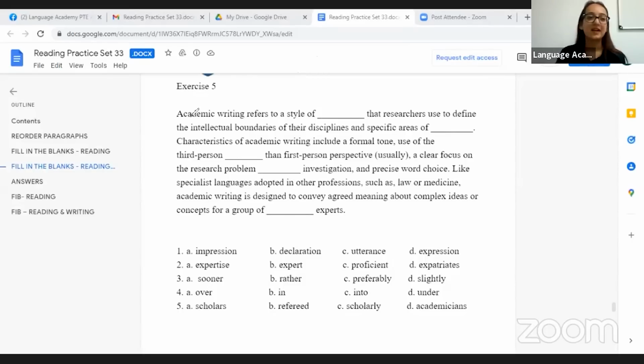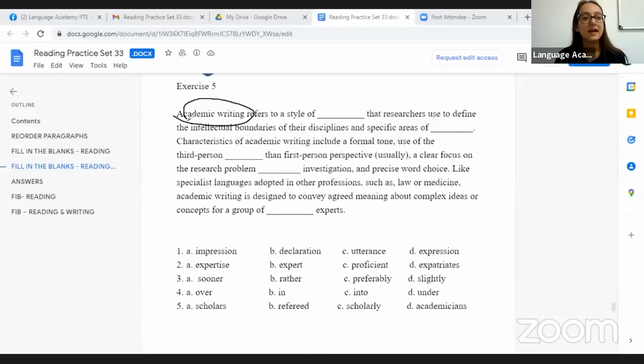Okay, let's see. Academic writing refers to a style of dash that researchers use to define the intellectual boundaries of the discipline. So it refers to a style of impression, declaration, utterance, or expression. We are talking about a writing style. What we do when we write something is that writing or speaking are ways of expressing what we are thinking. So utterance is not the answer. Utter means to speak.